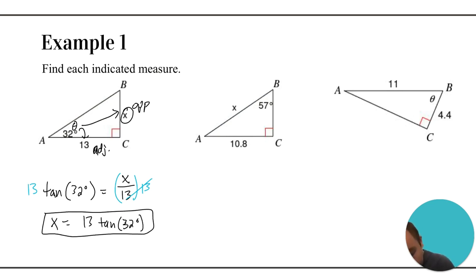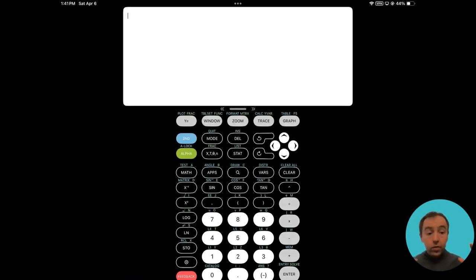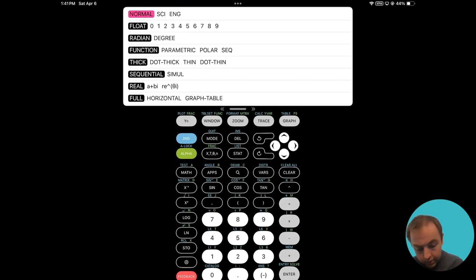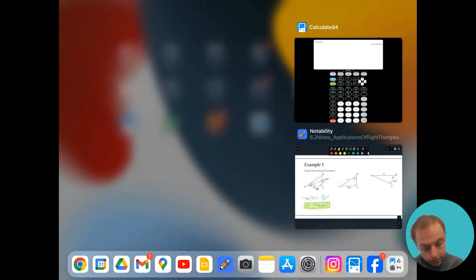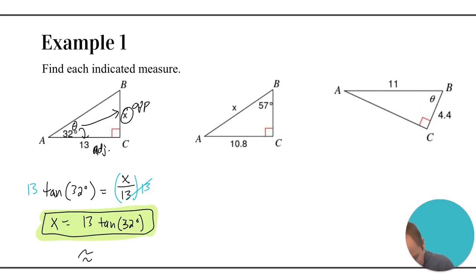Now that is going to be the exact answer, but we definitely will want to get some sort of approximation for that. Using a calculator, we want to make sure that our calculator is in degree mode. You can see that currently my calculator is in radian mode, so now I've switched it to degrees. Now I can type in 13 multiplied by the tangent of 32 degrees, right? And then we can round it to a few decimal places. I'll just go to 2. So about 8.12, which is roughly 8.12 units. And so therefore, we got the length of that side.